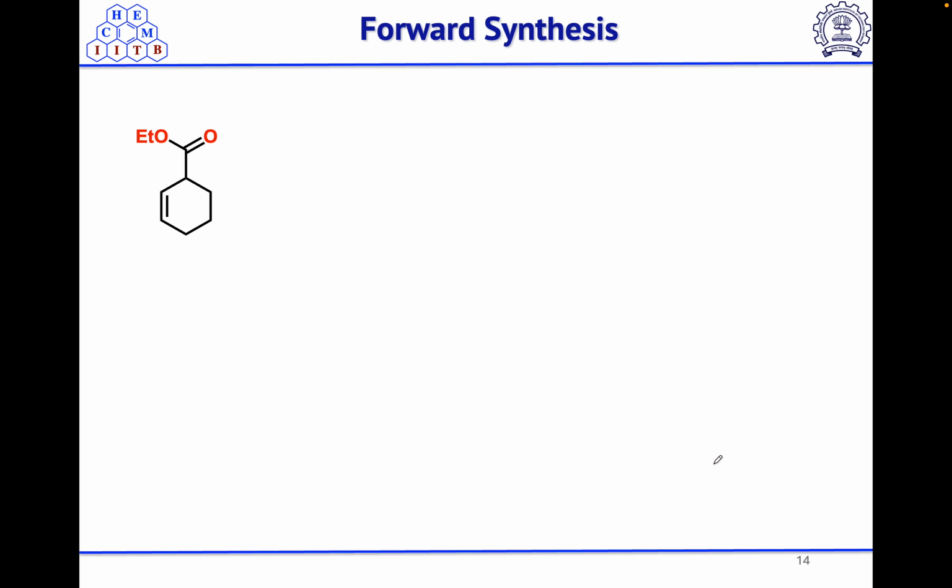Yeah. So we can move to forward synthesis. We'll start from this ester, this ester derivative. We need to do some electrophilic enolate chemistry, and then treat this enolate with an electrophile. So first, what will happen: LDA.